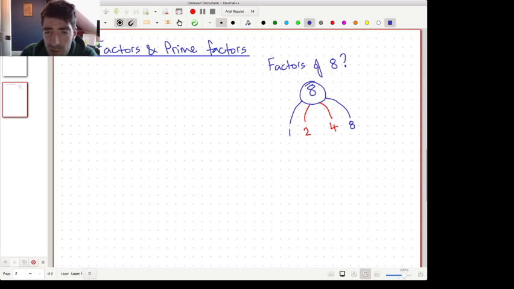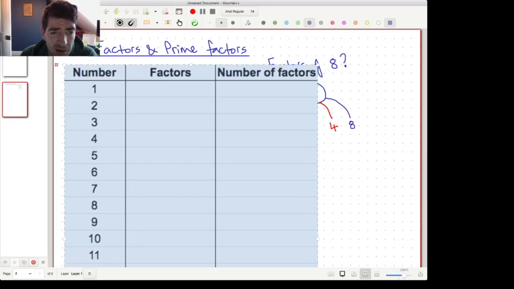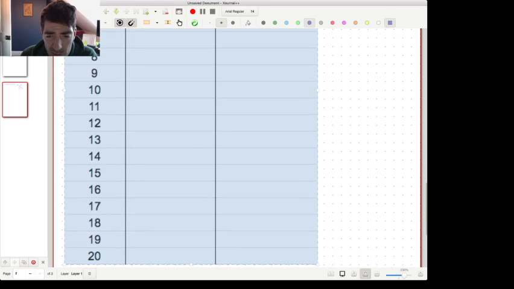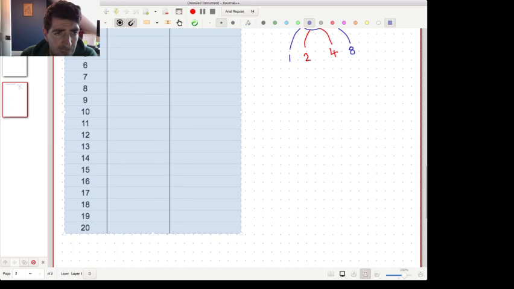So if we just go through the ones we've missed, 3 is not a factor of 8 because 8 divided by 3 would have a remainder. The same with 5, the same with 6, the same with 7. So 8 has 4 factors. So the first thing we're going to do is just a quick task. So I've got a table like this, and I'd just like you to copy this into your books and fill it in.